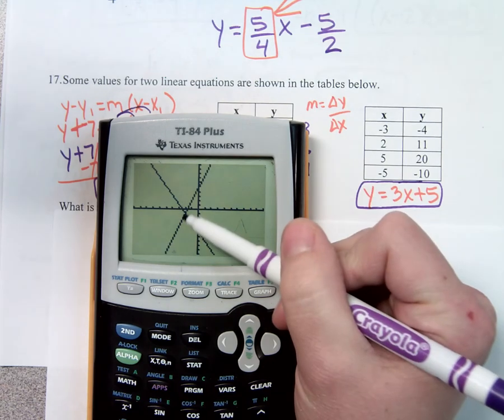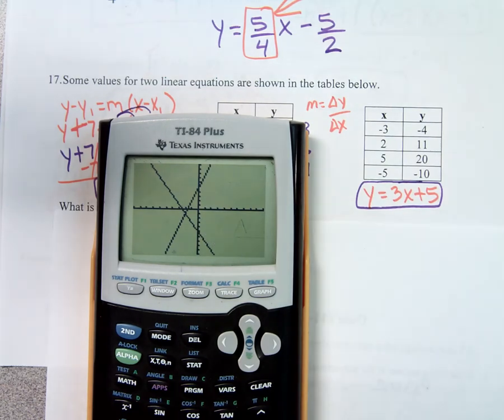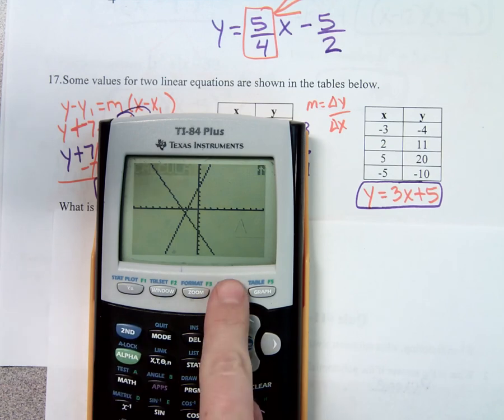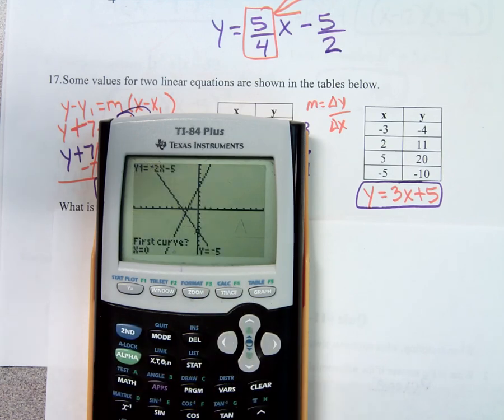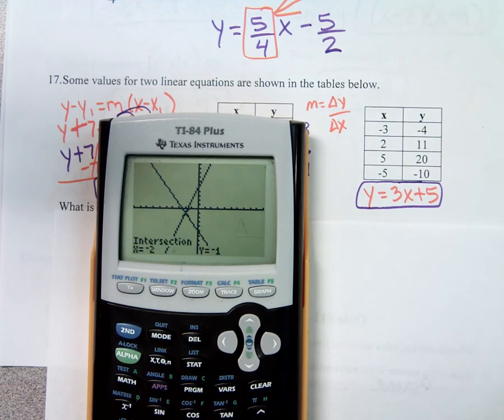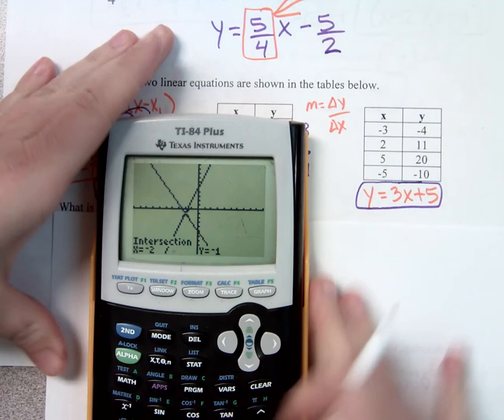So this guy right down here, that's my answer. And one time, or a few times, we talked about how you do this. It's just been a while. And then I'll show you something else. It's second, trace, 5, enter, enter, enter. And you can see that the intersection is -2, -1.